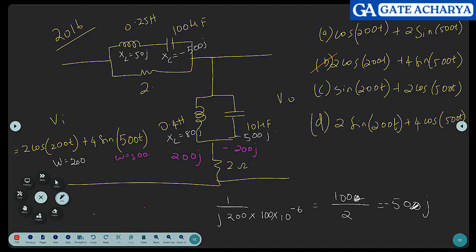See, this is a mistake actually. It is only 50J. Plus 50 minus 50. So it's a short circuit. Zero resistance.